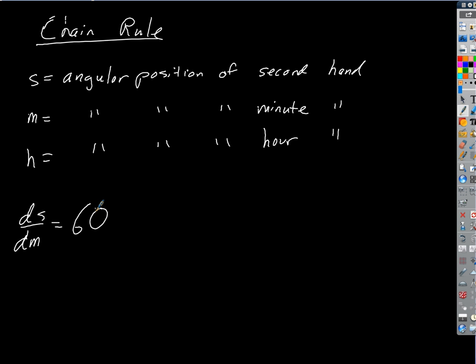So ds/dm is 60. Now I want to know what is dm dh. Okay, what does that even mean?